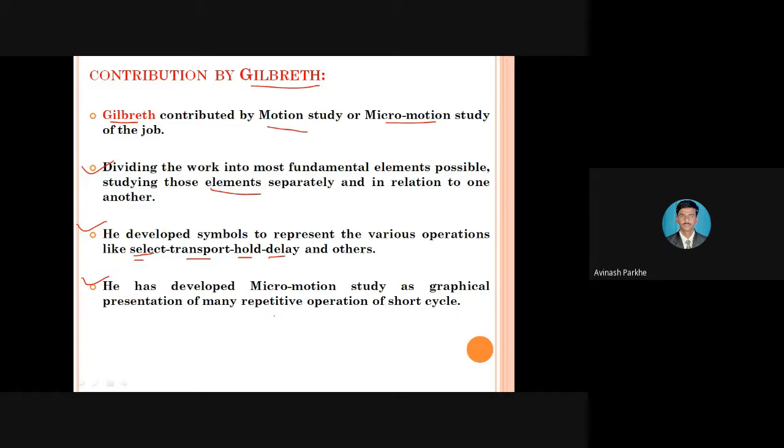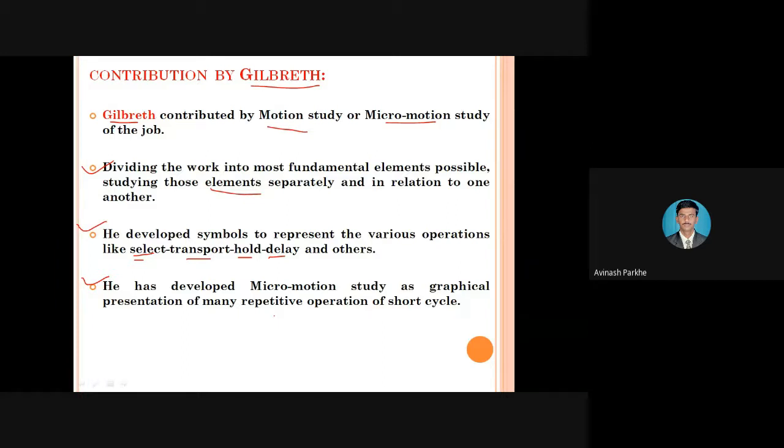taking place. Your operation is very small, your job is very small, it should finish within 10 to 15 minutes, but it is taking 20 or 25 minutes. Why? Because many times there are repetitive movements or repetitive operations in that job, and all these repetitive movements are recorded by this graph, in the form of a graphical presentation, and at the end we can eliminate those repetitive operations, and your production time will decrease. So these are the major contributions made by Gilbert.